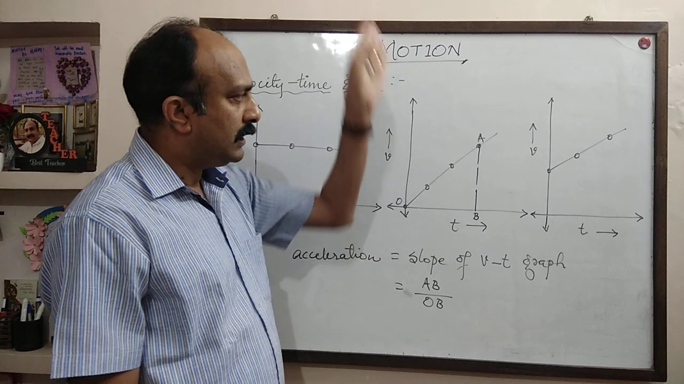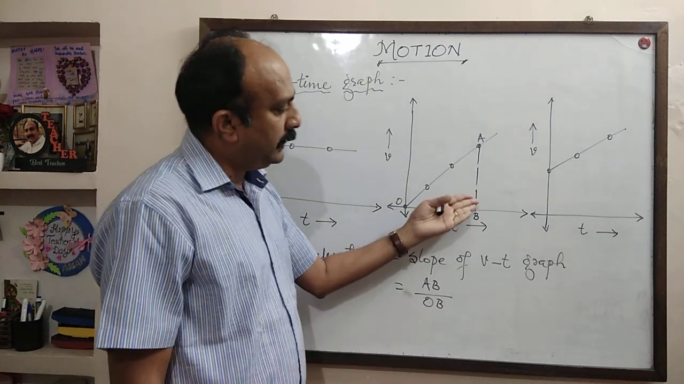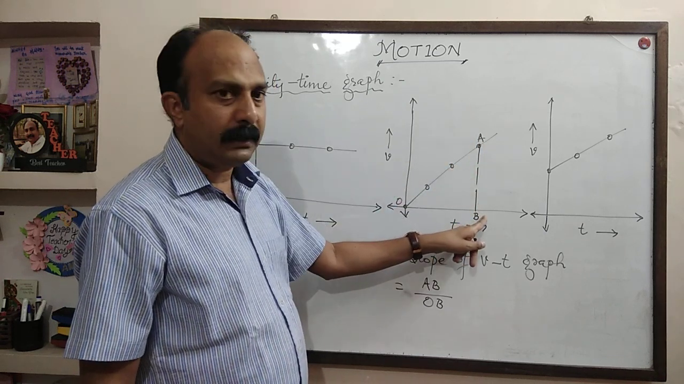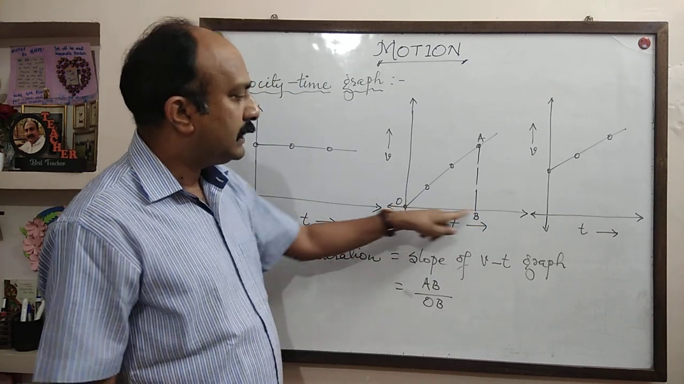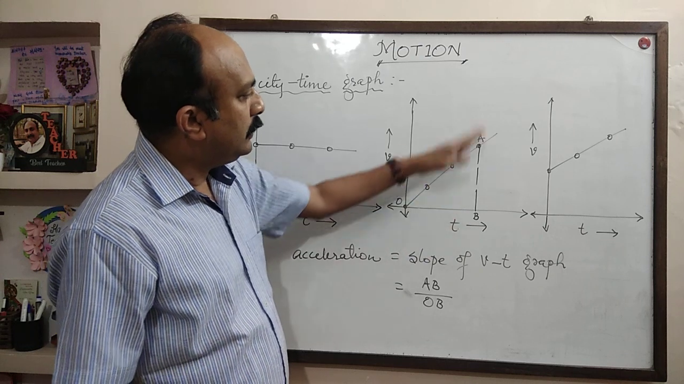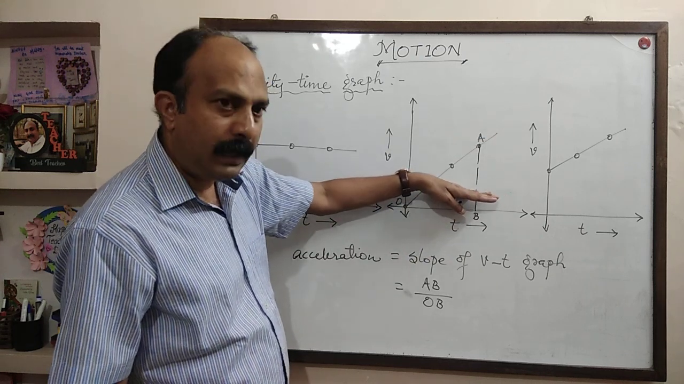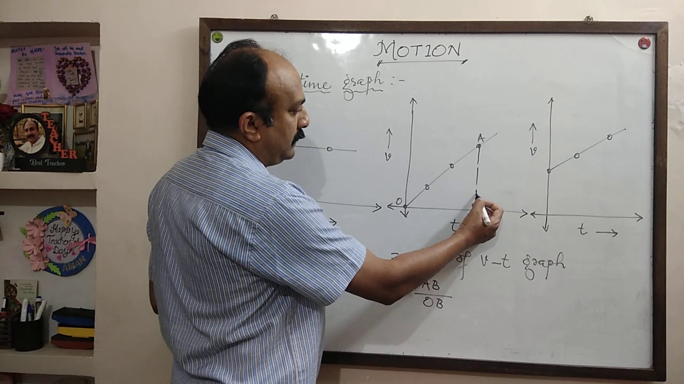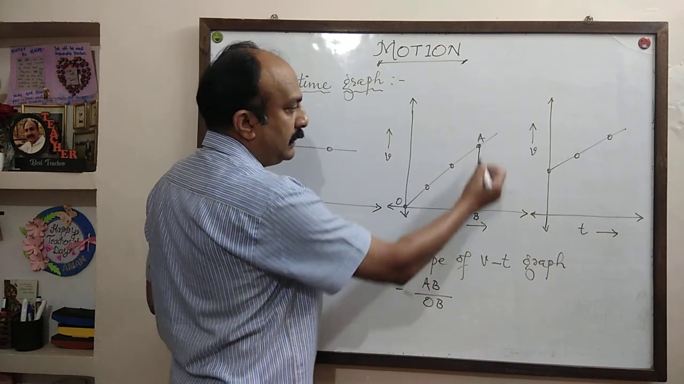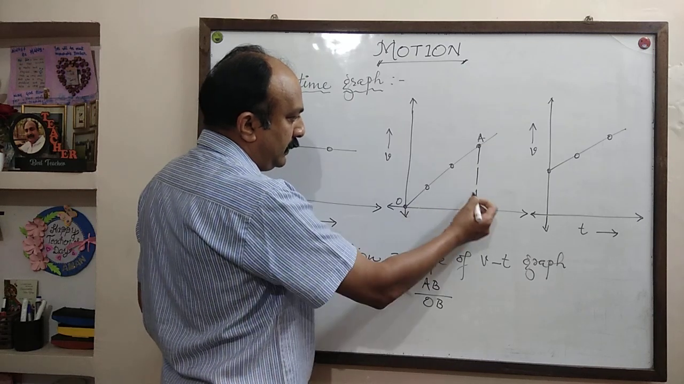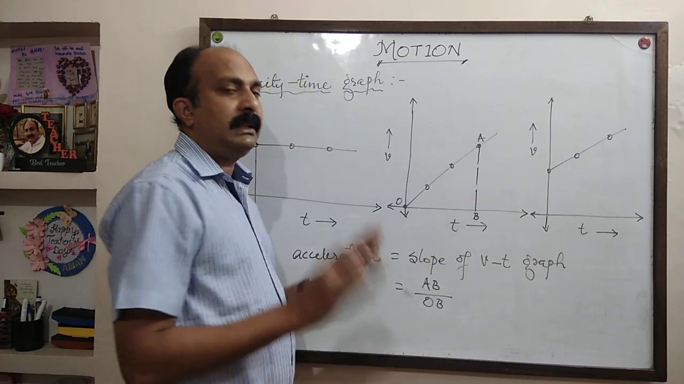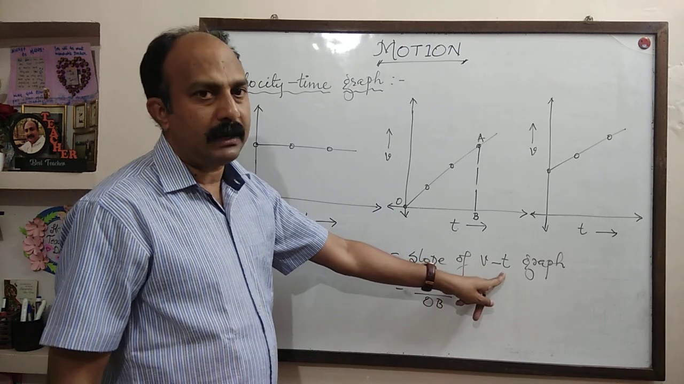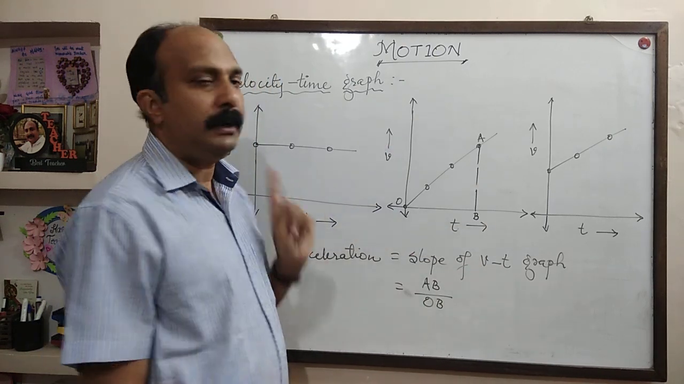Now slope is equal to perpendicular upon base. This perpendicular can be drawn at any point. So I have drawn a perpendicular at this point A. Then you will get its base also. Now you can stop this perpendicular above some point also. No need to come till the x-axis. You can stop the perpendicular here and then join the base. Then perpendicular upon base, the value will be the same. So remember, acceleration is equal to slope of a Vt graph. Slope is equal to perpendicular upon base.